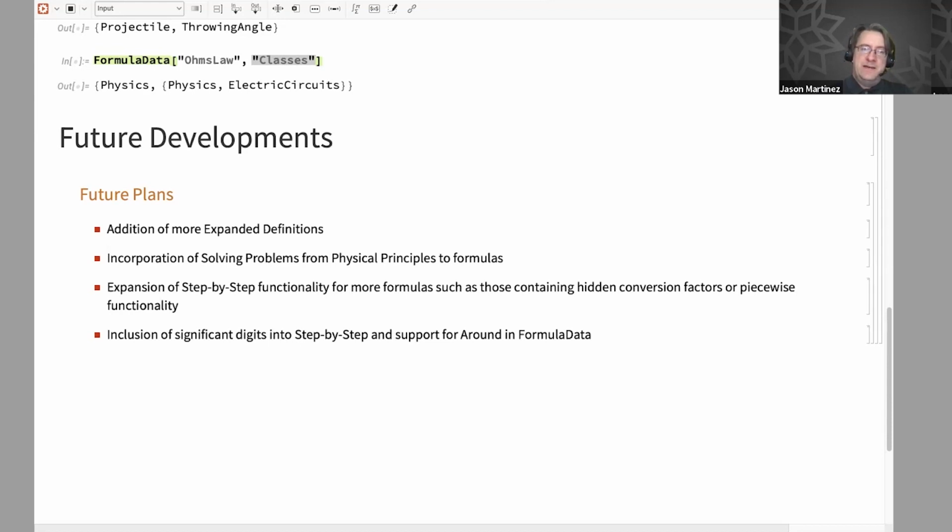And I'm continuing to expand our coverage of step-by-step functionality to more formulas by handling formulas that have otherwise hidden conversion factors or that include some piecewise functionality. And lastly, we are working on incorporating significant digits into the formula step-by-step, and in particular, supporting around and intervals in formula data. And you should expect to see that in a few months, if not sooner.